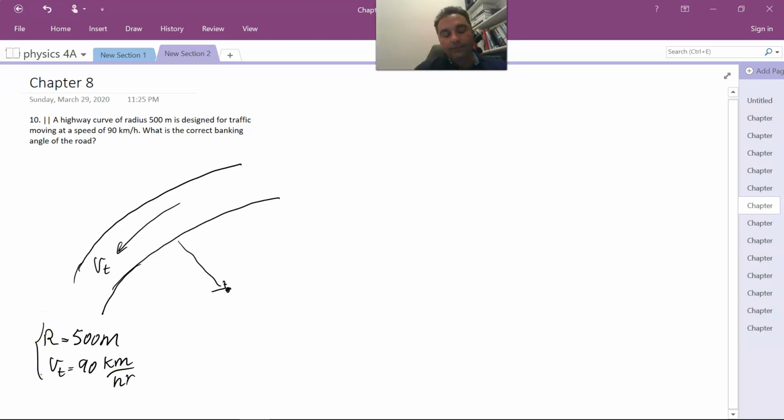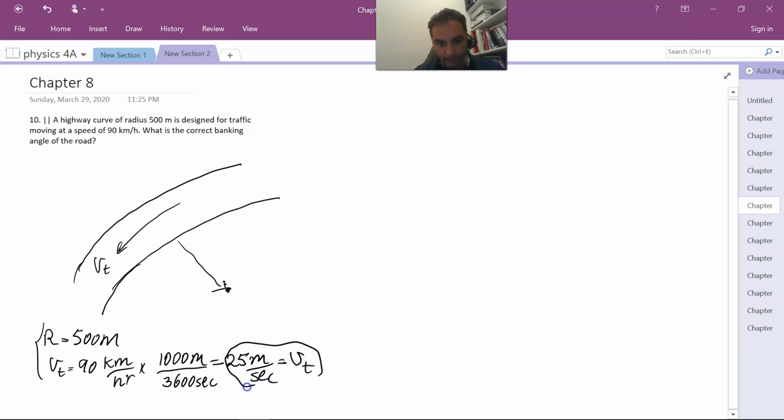Which very quickly we have to convert to meters per second because it's not metric. So 1 kilometer is 1000 meters and 1 hour is 3600 seconds. So if you do that, 90 times 1000 divided by 3600, it's 25 meters per second. So this is your v.